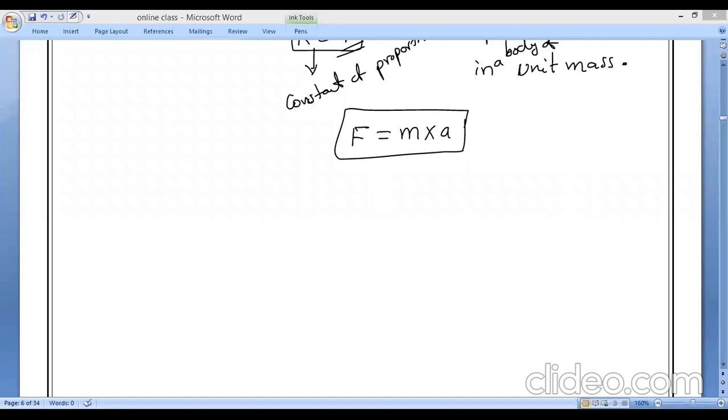If you want to see movement in a body, do we need balanced or unbalanced forces? If you want to create a motion, if you want to stop a moving body, if you want to make a body move, you need balanced or unbalanced forces? That is what I'm asking.